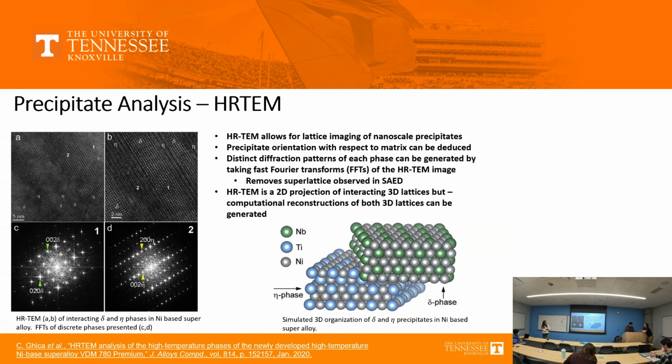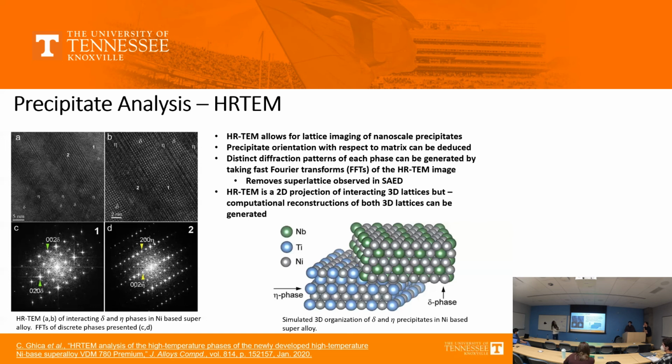And you can see in the top two images, you have really, really high resolution. So 5 nanometer and 2 nanometer resolutions with your different phases. And this is how you're seeing the different orientations of precipitates within your lattice. On the bottom here is a really cool technique you can do to actually isolate the diffraction image from your high-res TEM image. By taking a fast Fourier transform, you can create simulated diffraction images of your two phases without having to deal with that superlattice phenomenon.